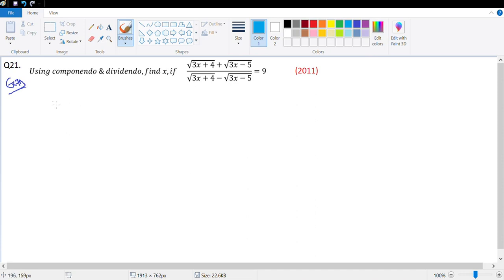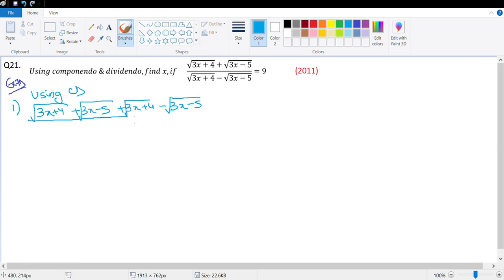Okay. So step 1, using componendo and dividendo, we get square root of 3x plus 4 plus square root of 3x minus 5 plus square root of 3x plus 4 minus square root of 3x minus 5 as the numerator. And in the denominator, I have square root of 3x plus 4 plus square root of 3x minus 5 minus square root of 3x plus 4 plus square root of 3x minus 5. Everything is in the square root sign. And on the right hand side, I have 9 plus 1 upon 9 minus 1, because the denominator of 9 is 1.